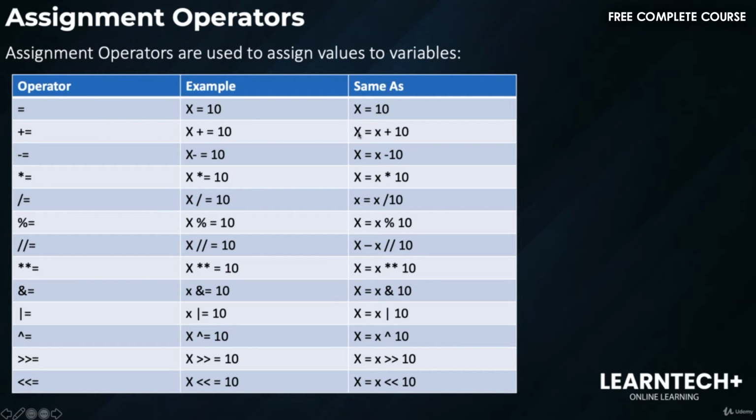And here it would be x equals x plus 10. So essentially what you're doing is you're combining what? What are you combining? Because we're doing x plus equals 10, and same as x equals x plus 10. So what does that mean?